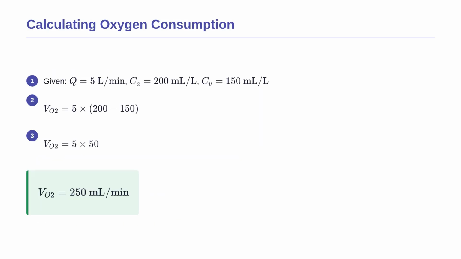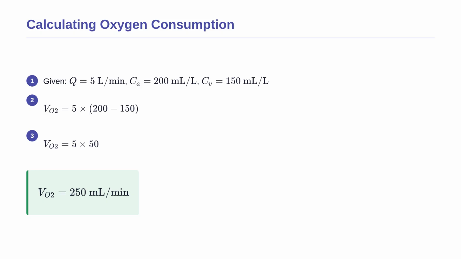Let us see how this principle works in a living mammal. Suppose an animal has a cardiac output of 5 liters per minute. The arterial blood has an oxygen concentration of 200 milliliters per liter, and the venous blood returns with 150 milliliters per liter. We want to find the total oxygen consumed.